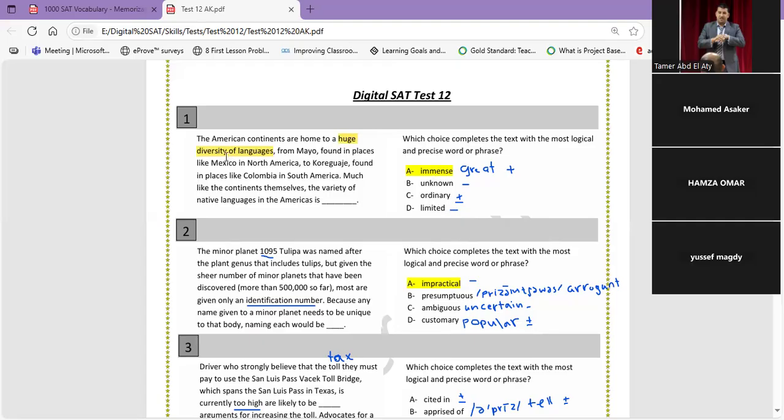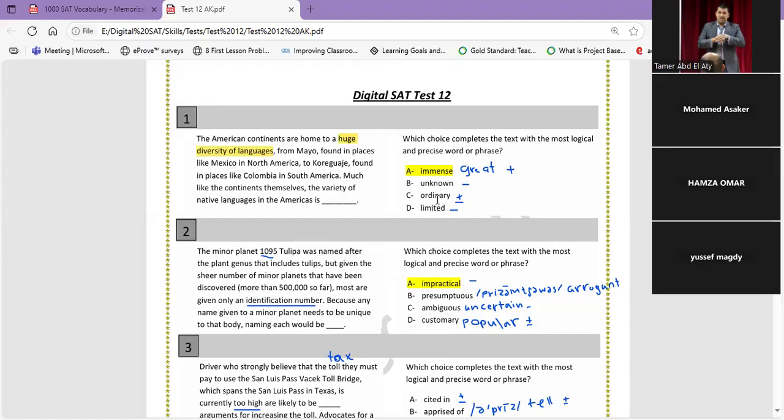So let's find. It said the American continents are home to a huge diversity of languages. Take care. A huge diversity of languages means something positive. From Mayu, found in places like Mexico and North America, to Kugachi, found in places like Colombia and South America. Much like the continents themselves, the variety of native languages in America is... Here it's talking positively. So now I'm not going to use unknown or limited. How limited, when it's diverse? Different, according to the word that we memorized together. So we are between immense or ordinary.